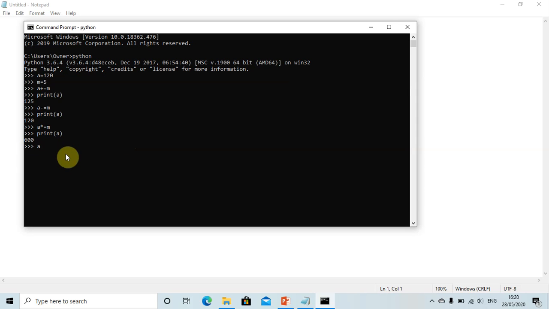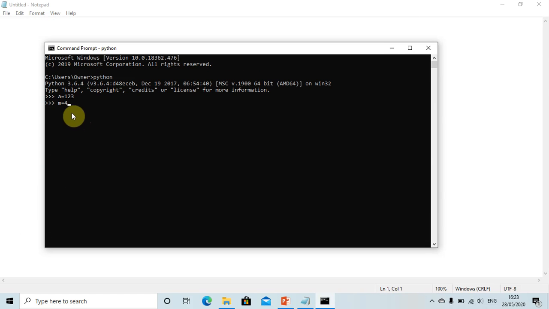The next operator is the division assignment operator. So we are writing a divided by equal to m. Now remember, it will always give us a floating point output. This means a equal to a divided by m. So a equal to 600 divided by 5, which should give us 120. Let us check. 120.0. I'm sorry, I just told you that it will always give you a floating point output, and that is the reason it will give you 120.0.